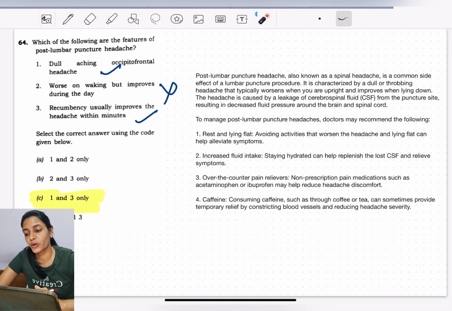In this case they are talking about post lumbar puncture headache. What are the features? Worse on waking but improves during the day, that's wrong. Rest and lying flat are needed in the case of post lumbar puncture headache. So 1 and 3 are true in this case.